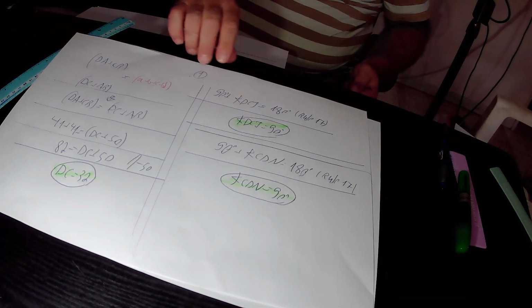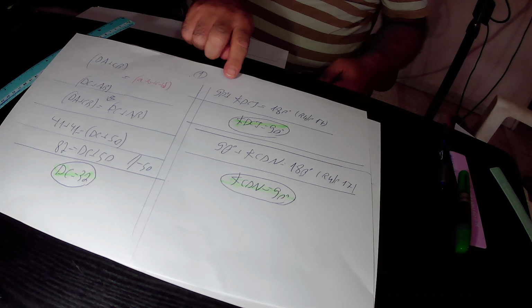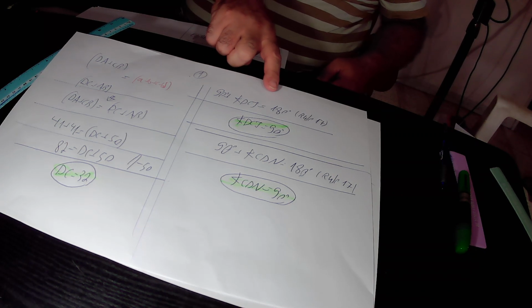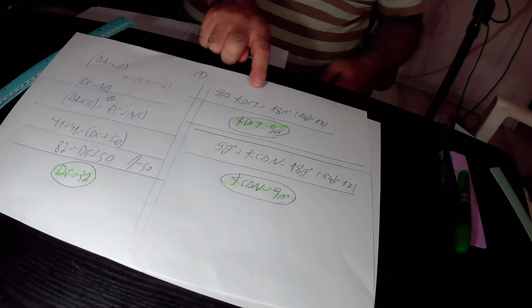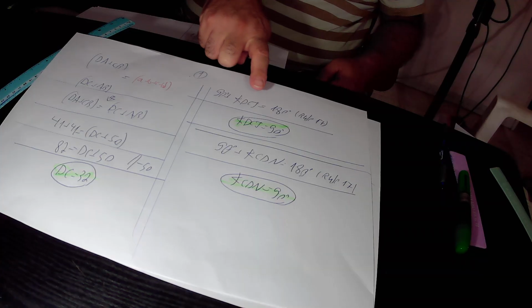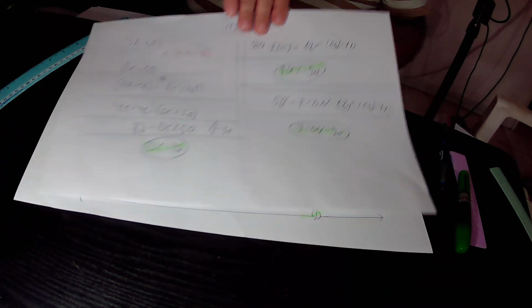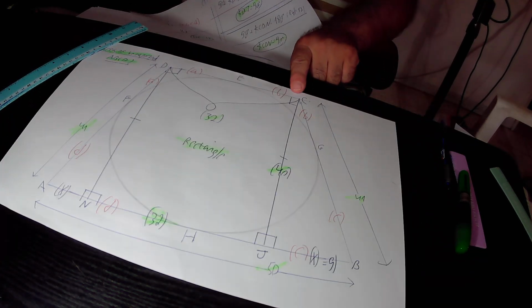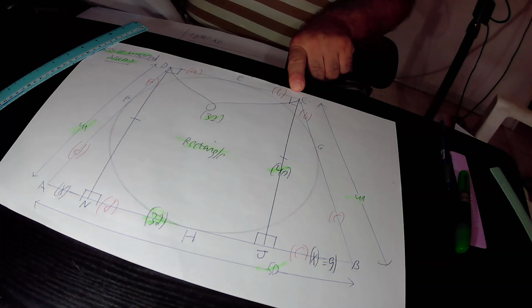And again, we found that 90 degrees plus the missing angle DCJ, in total, must be equal to 180 degrees according to Rule 17. Here we subtracted 90 degrees from this equation, and found that the missing angle DCJ equals 90 degrees in size. This is the missing angle DCJ, equal to 90 degrees.